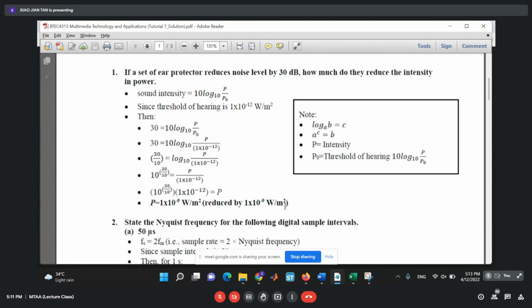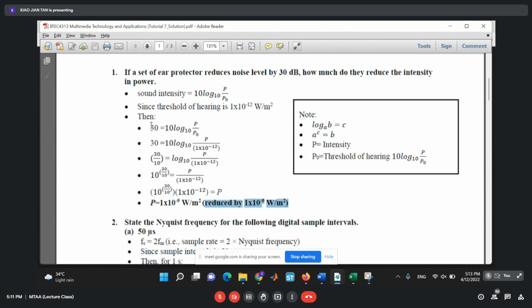I'm still thinking about this one, because the logic of this calculation is that the question says that if a set of ear protectors reduce noise by 30 dB, right? So basically I just calculate the 30 dB, ignoring the positive and negative sign. But after the calculation, the answer says that it is reduced by 1 multiplied by 10 to the power of negative 9. So this is the logic behind the calculation here.